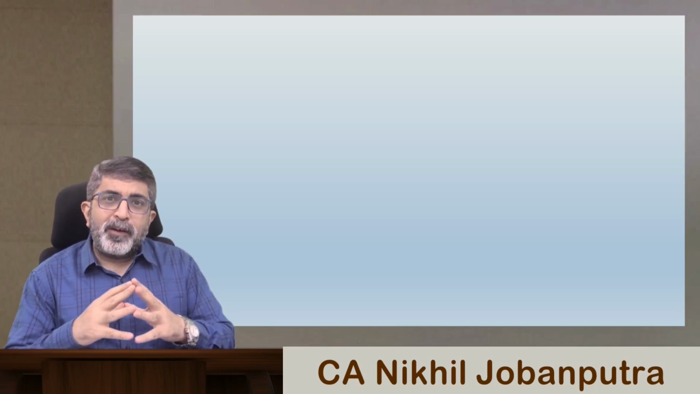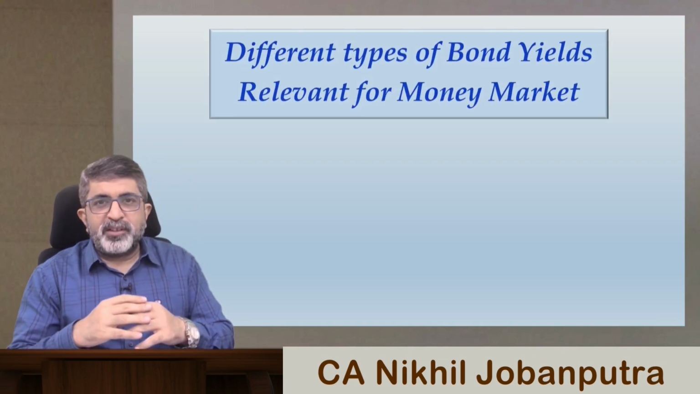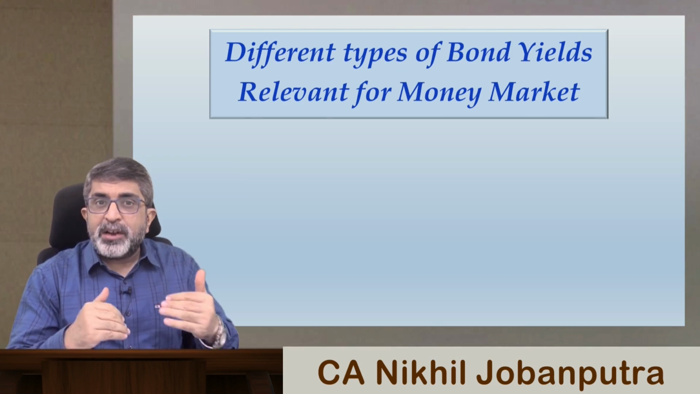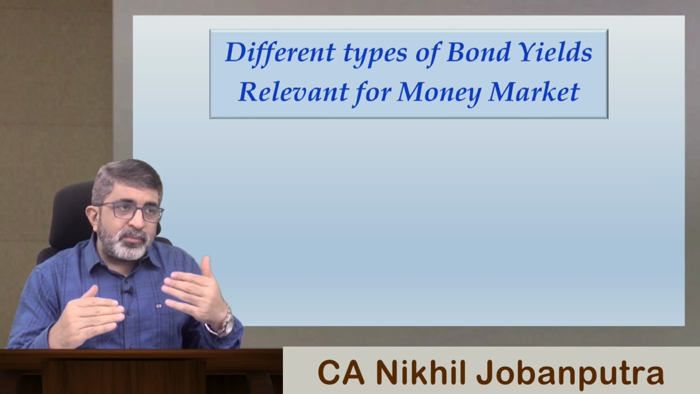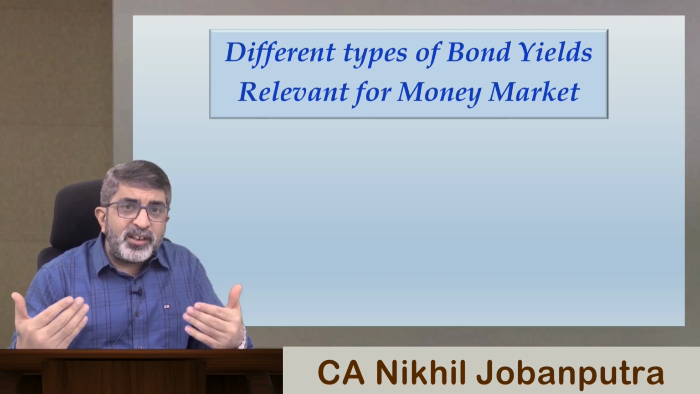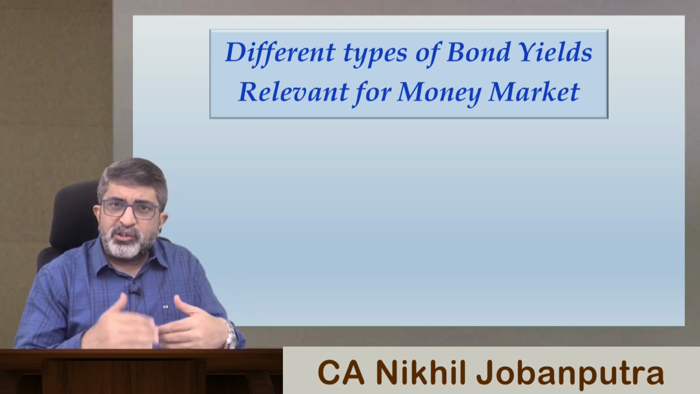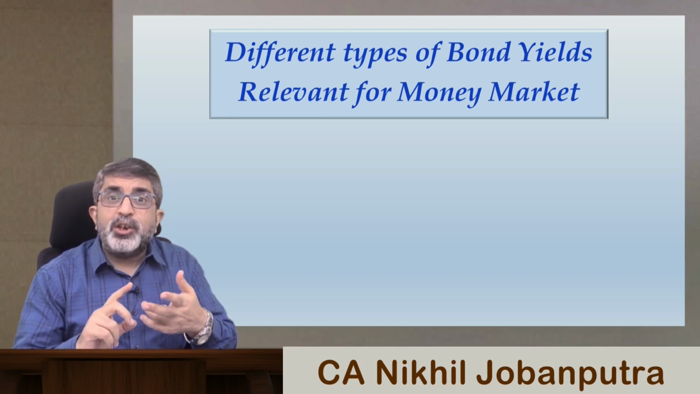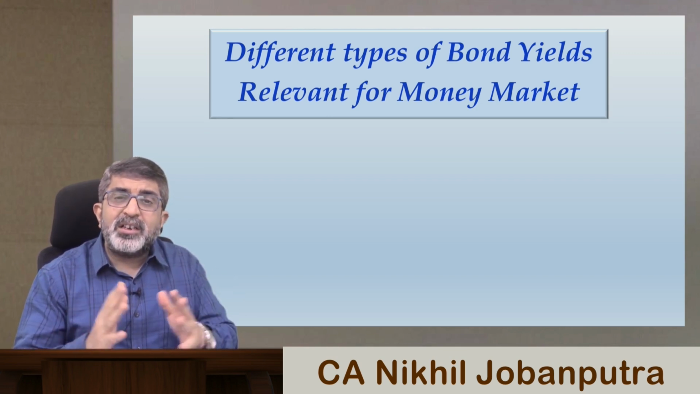In the context of fixed income securities and bond valuation, in this class we are going to learn something very important: different types of bond yields which are relevant to money market instruments. You would have come across different types of bond yields, and we have discussed these in the earlier classes as well. Just to remind you, it could be yield to maturity, yield to call, yield to worst, and we have even learned current yield.